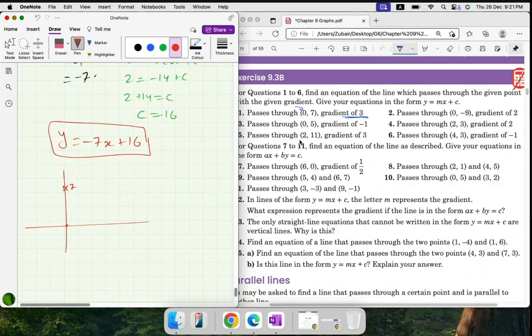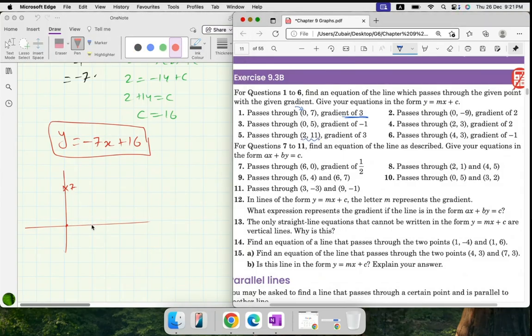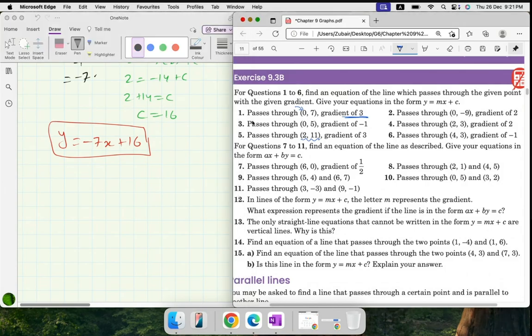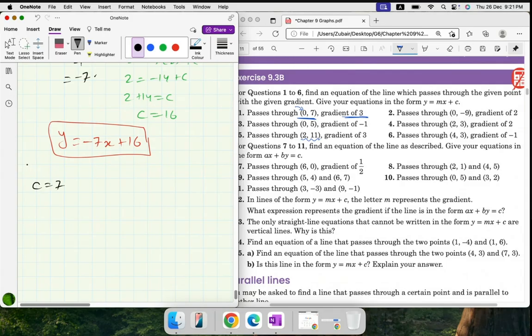On the other hand, if we compare 2 comma 11, x 2, y 11, we would need to find the y-intercept. So sometimes some data is given, we could just use it without working, we can give the answers. In the first one, it passes through 0, 7, which is clearly telling me that c is equal to 7 and gradient is equal to 3. So for question 1, I can say y equals 3x plus 7 without any working.